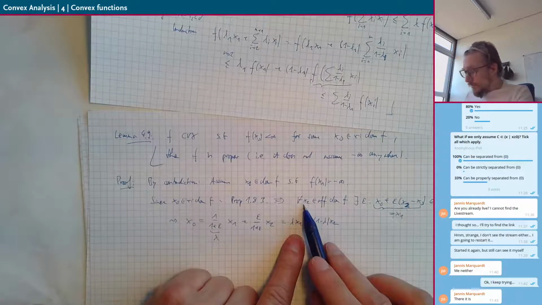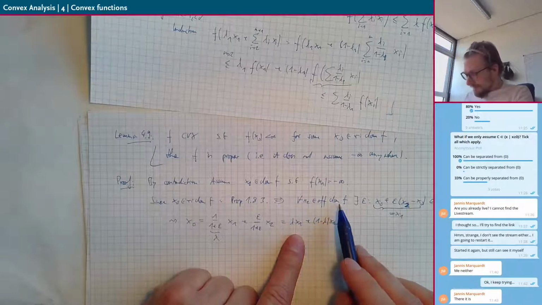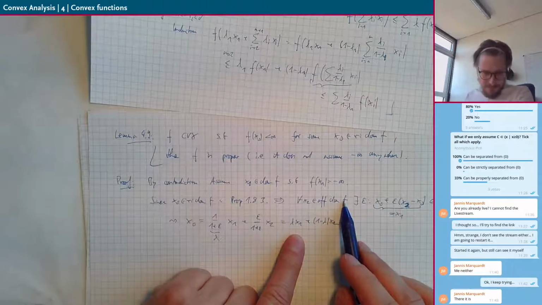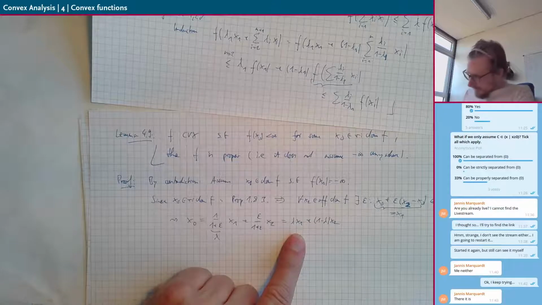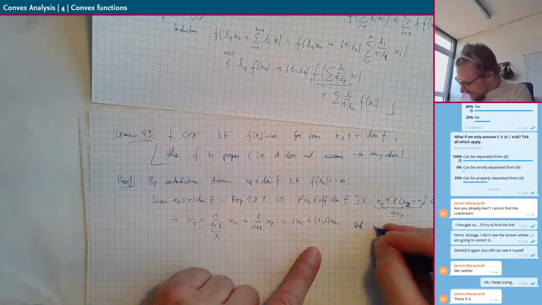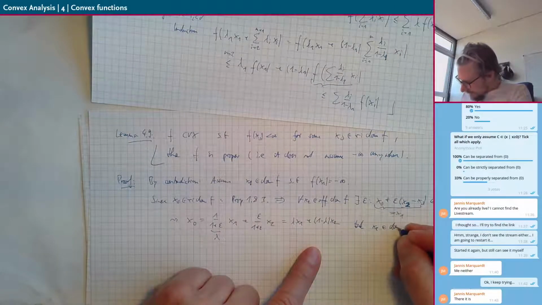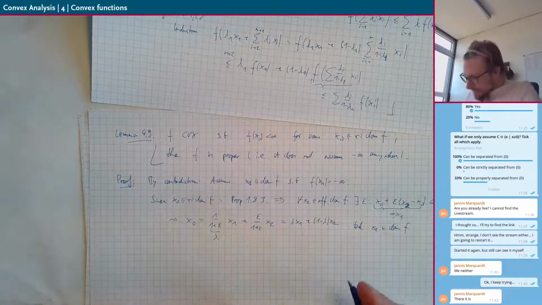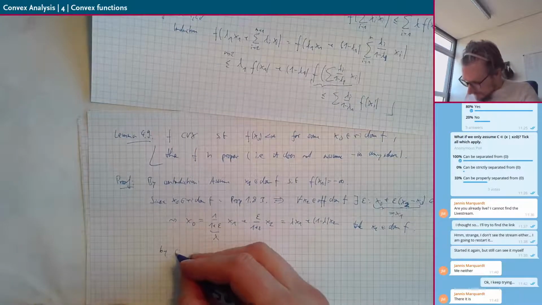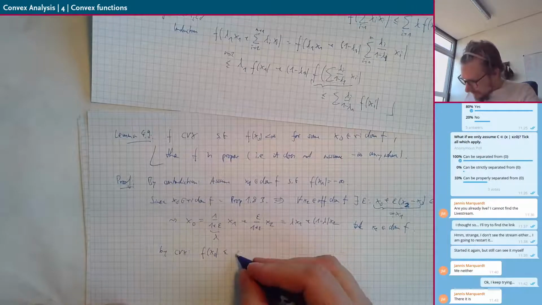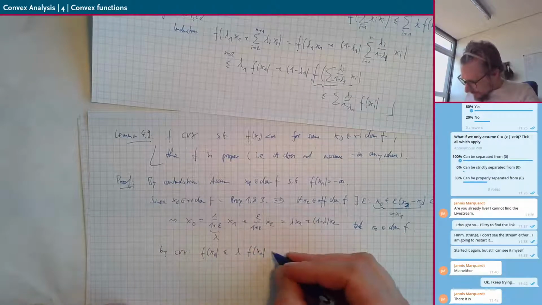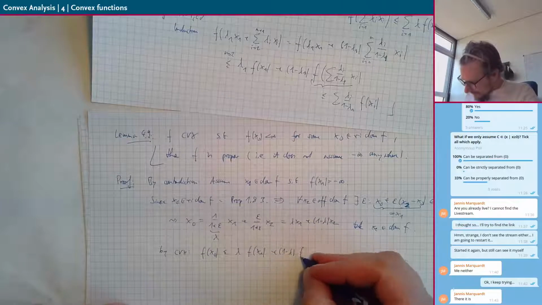We can do it for all points x2, and so especially for the points in the domain. So when we take x2 actually in the domain of f, then by convexity we get that f of x0 is smaller or equal to lambda times f of x1 plus 1 minus lambda times f of x2.